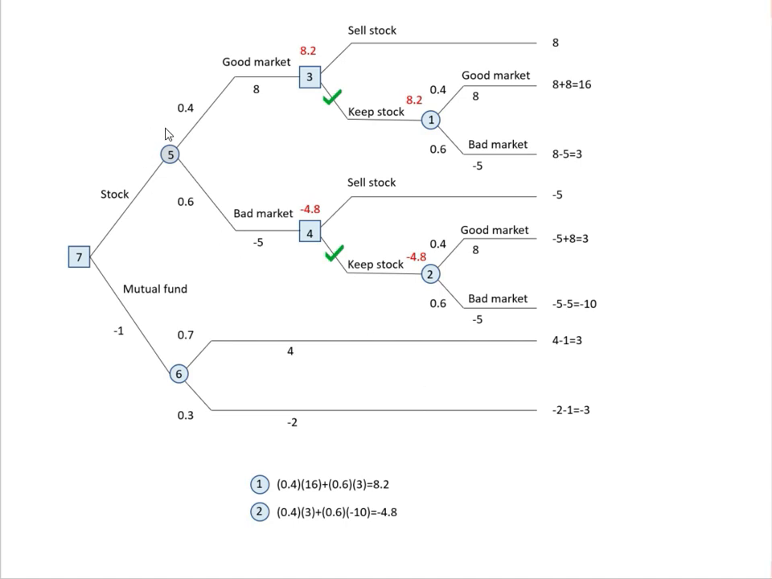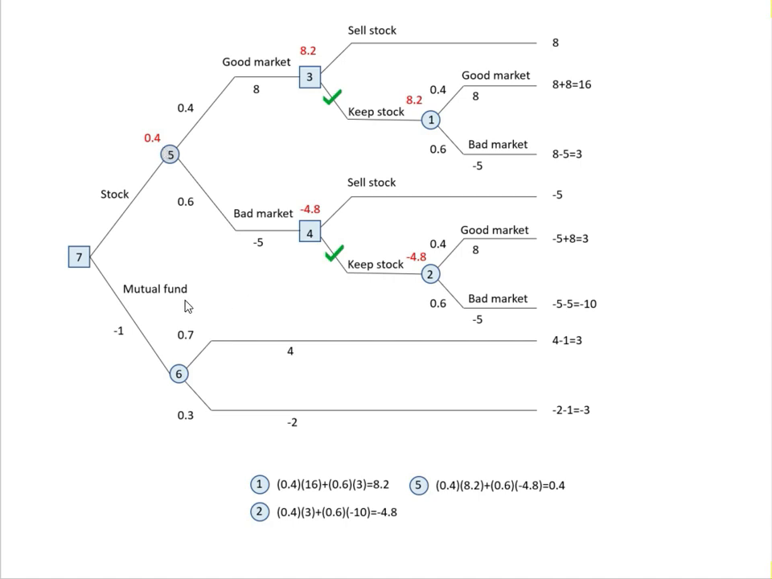Now I can move on to node number 5. Node number 5 is a circle, which means it's an uncertainty. If the outcome is a good market, that means my expected payoff going forward is 8.2. If it's a bad market, my expected profit going forward is this number. So my expected payoff at node 5 is simply this times this plus this times this, which comes out 0.4. So I'm going to copy that 0.4 over here. That means if I invest in the stock, then on average my final profit by the end of year 2 will be $0.4.